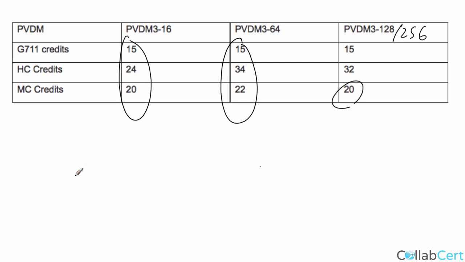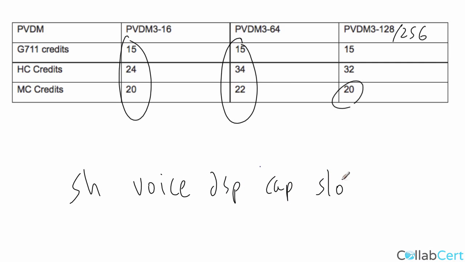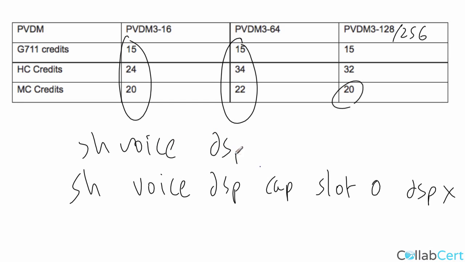So key command here to see how many calls are supported: show voice DSP capabilities slot 0 DSP whatever number it is. Show voice DSP group all. And you can see exactly what DSPs are taking what positions.